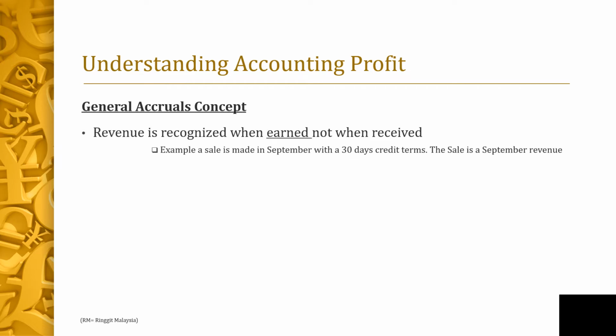First, revenue is recognized when earned, not when received. What this means is we will record a revenue at the point the revenue fully belongs to you, not the point when your customer settles the payment. Example, you make a sale and invoice it in September, allowing your customer to pay 30 days later. We record your sale at the point of invoicing, which is September, regardless of when your customer is paying.